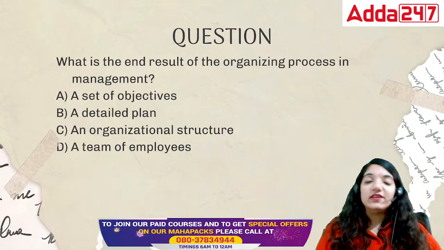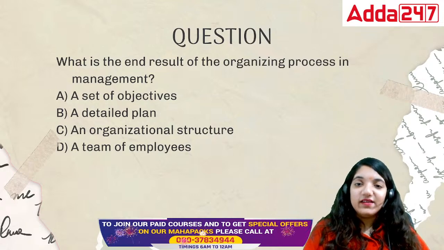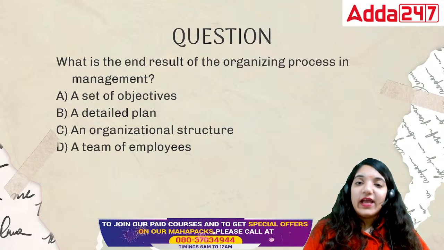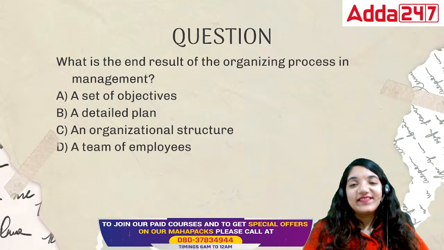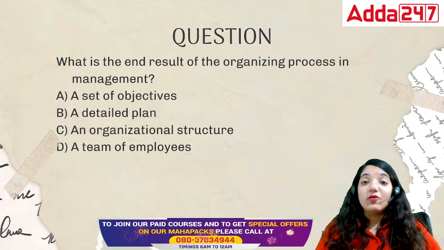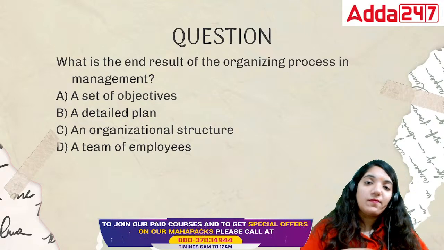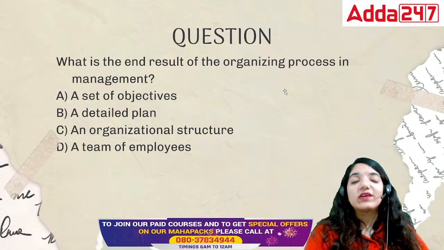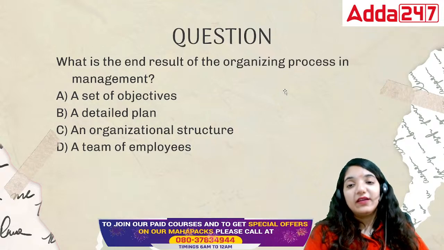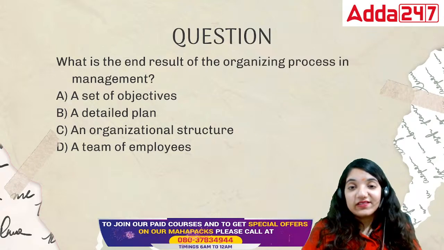What is the end result of organizing process in the management? A set of objectives, a detailed plan, then comes the area of an organizational structure or a team of employees. What is the end result? In terms of organizing process, you are dividing the things into an organized and sequential manner. So in this case, we define what we want to do, how we want to do, then what are the thought processes regarding the same.